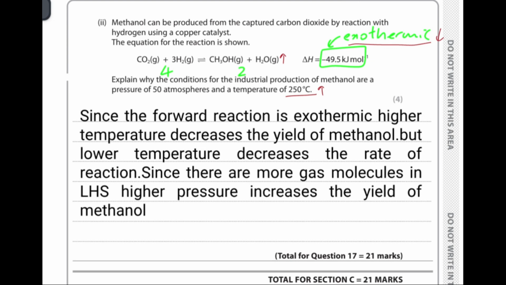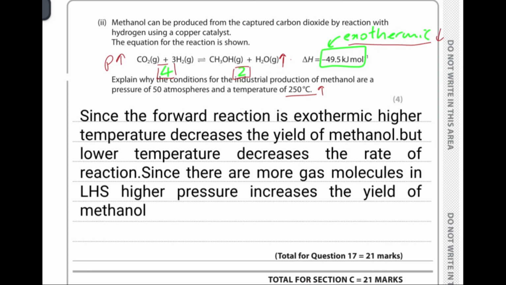So then we should work out the effect of the pressure, right? So there are 4 gas molecules on the left hand side of this reaction and 2 gas molecules, which is a smaller number of gas molecules, on the right hand side of the reaction, right? So once the pressure increases, the yield of the forward reaction will increase. The yield of the forward reaction will increase.